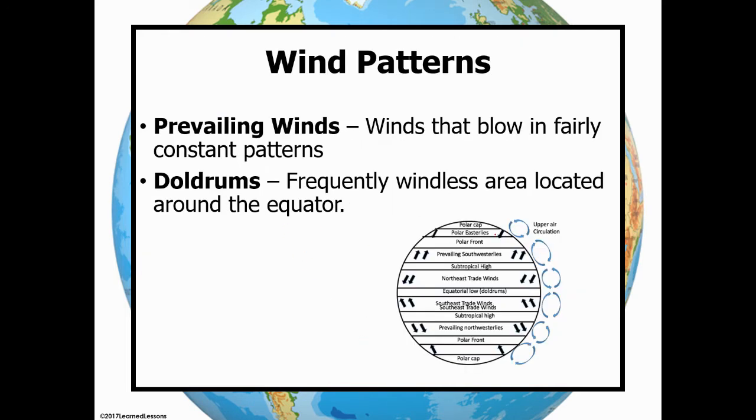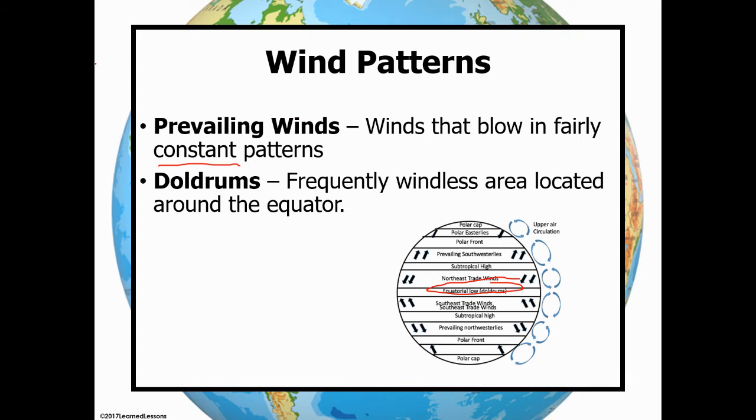So prevailing winds are going to be things like the southwesterlies, the northeast trade winds. You don't need to know this, but just know that prevailing winds are winds that blow in fairly consistent patterns. And then doldrums are going to be at the equator. It's areas that don't really get a lot of wind, okay? They just don't make it there for some reason.